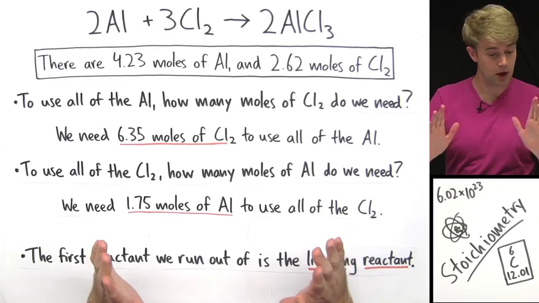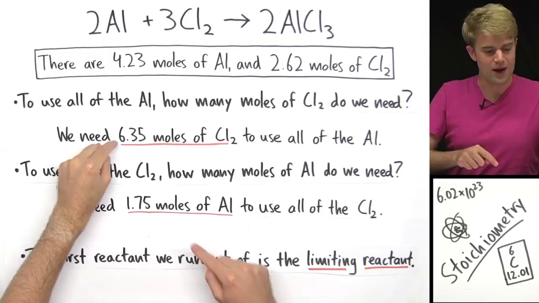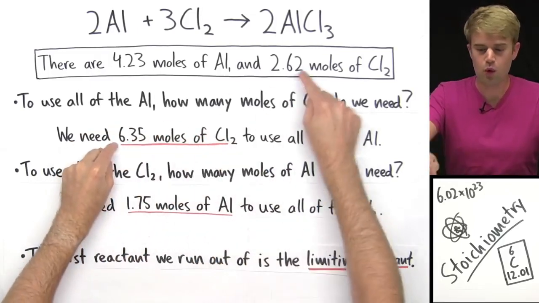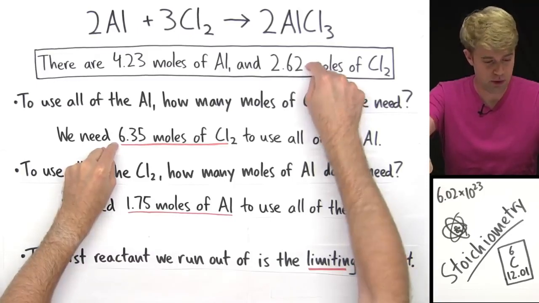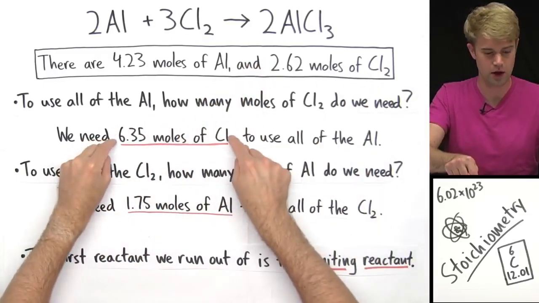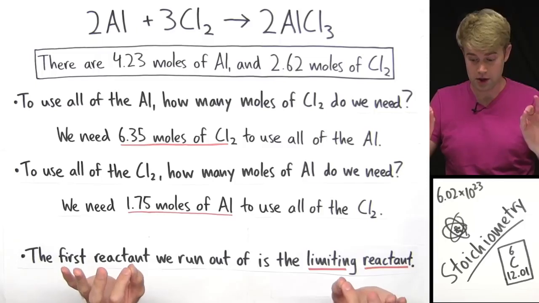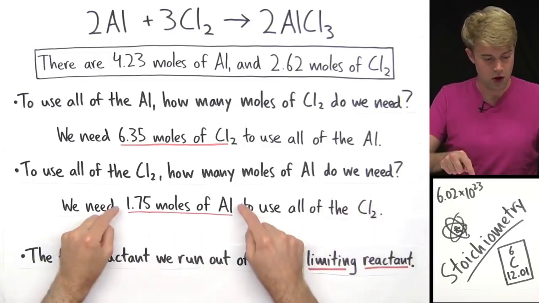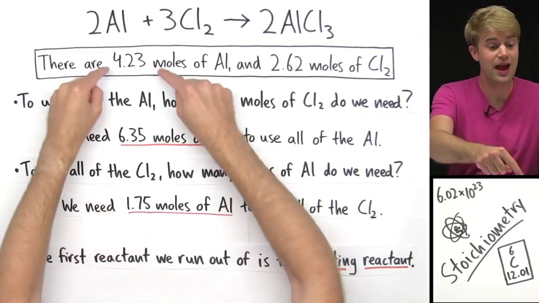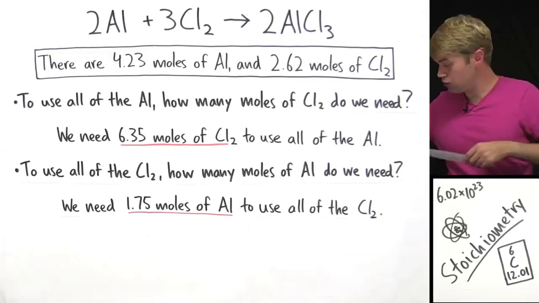Okay, check this out. To use all of the aluminum, we need 6.35 moles of chlorine. But we don't have 6.35 moles. We only have 2.62 moles of chlorine, right? We don't have this much chlorine. On the other hand, to use all of the chlorine, we only need 1.75 moles of aluminum, and we have more than that. We have 4.23 moles of aluminum, okay?